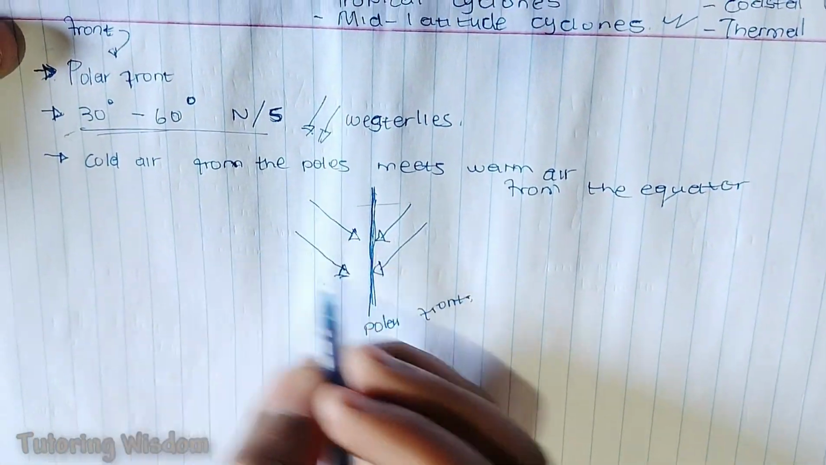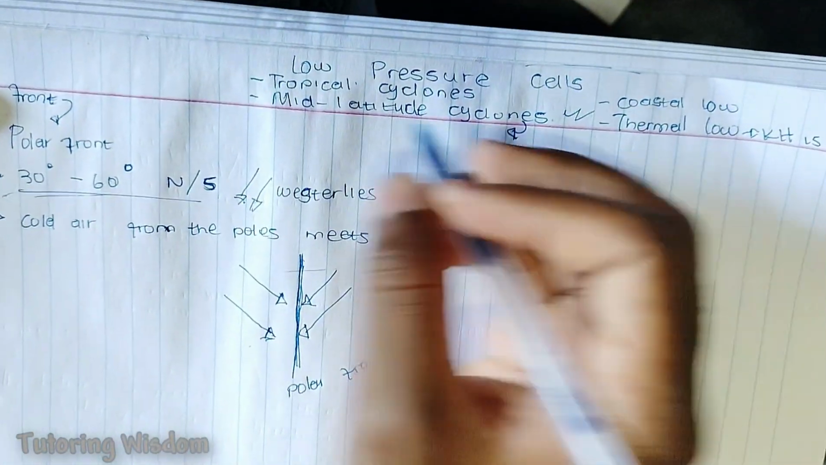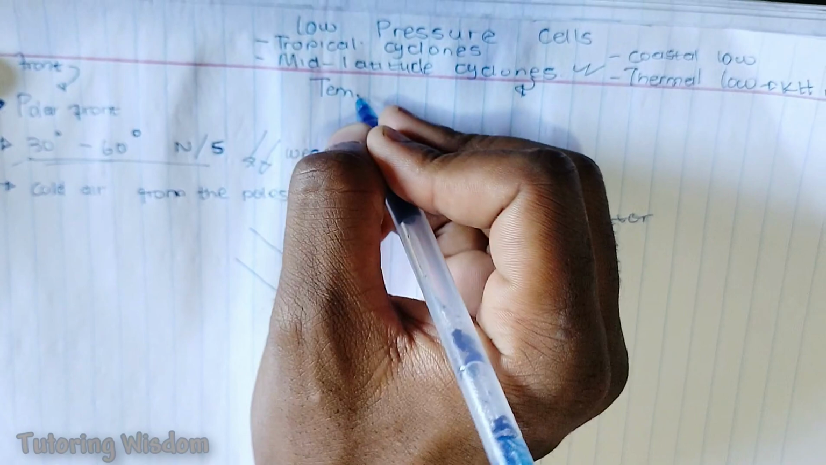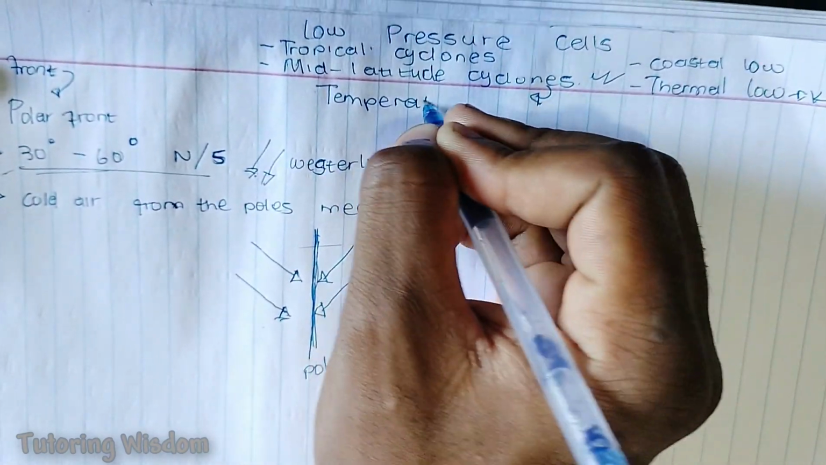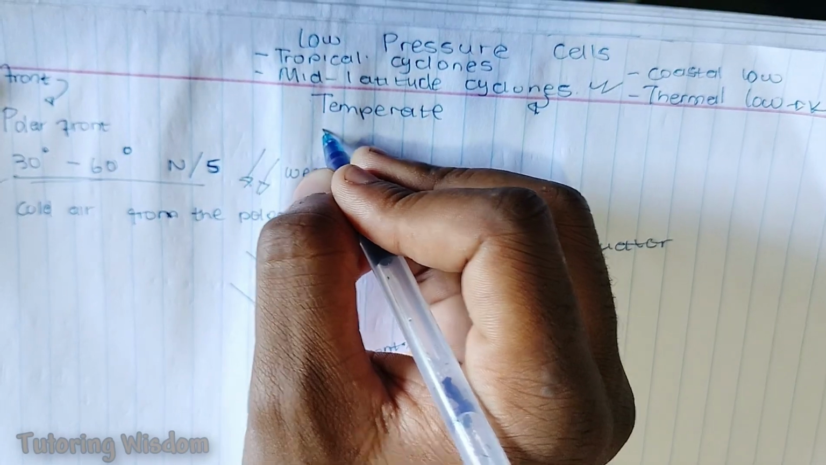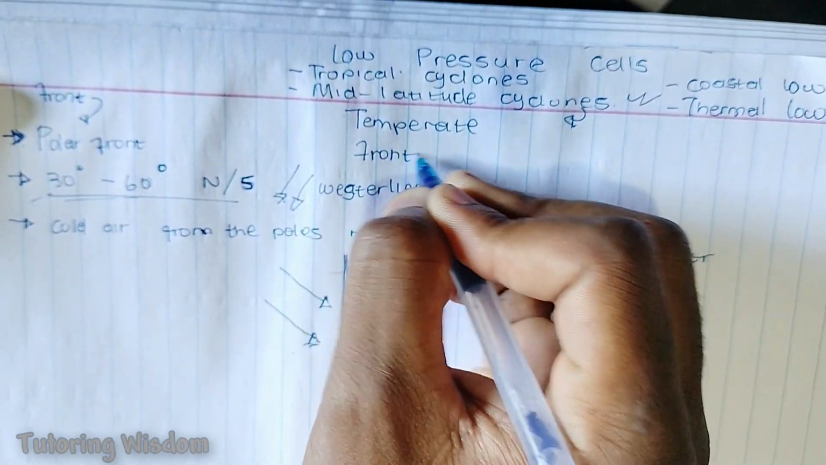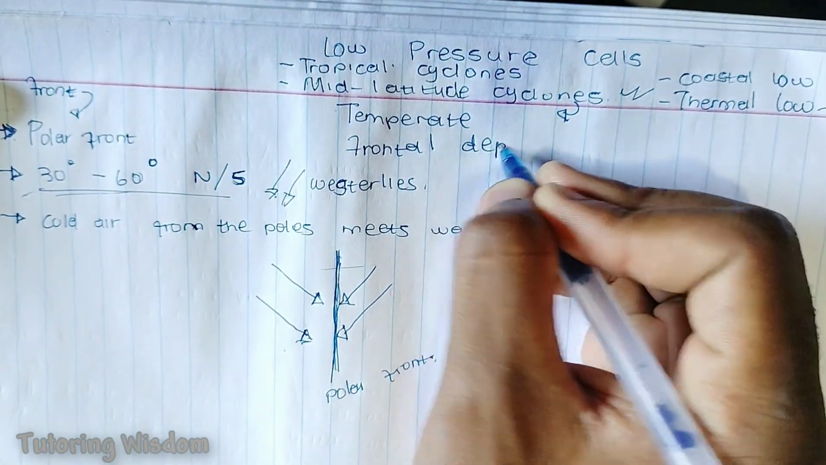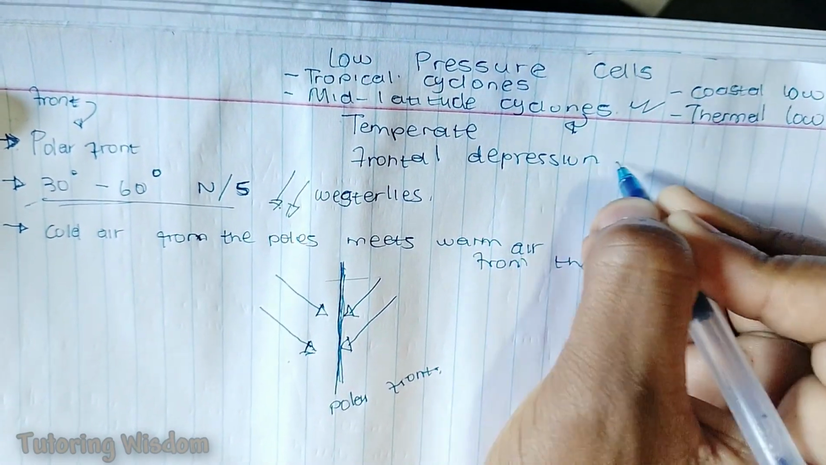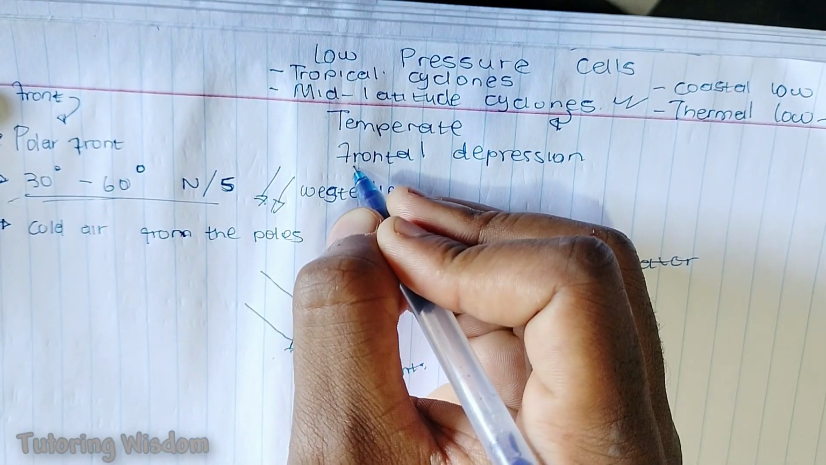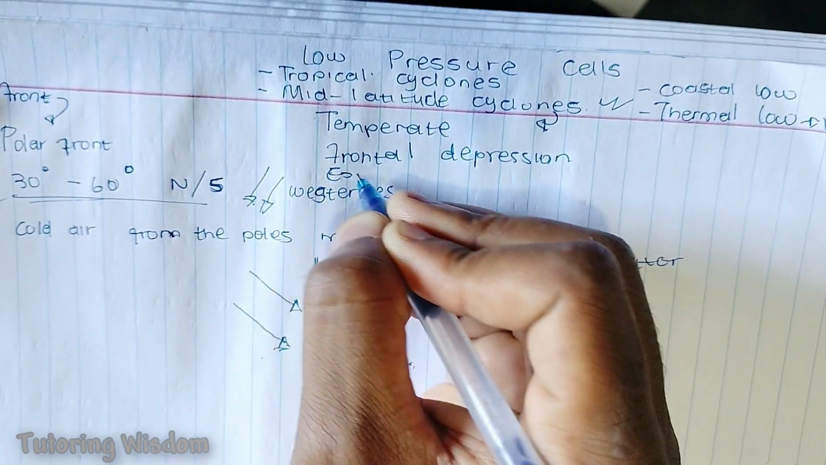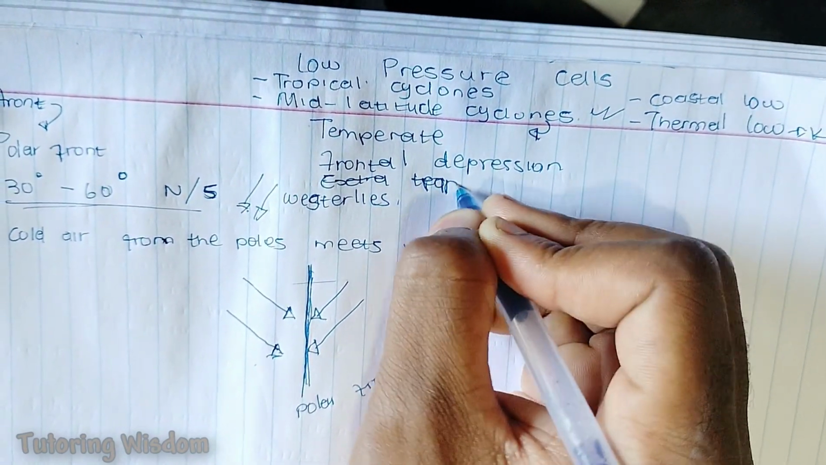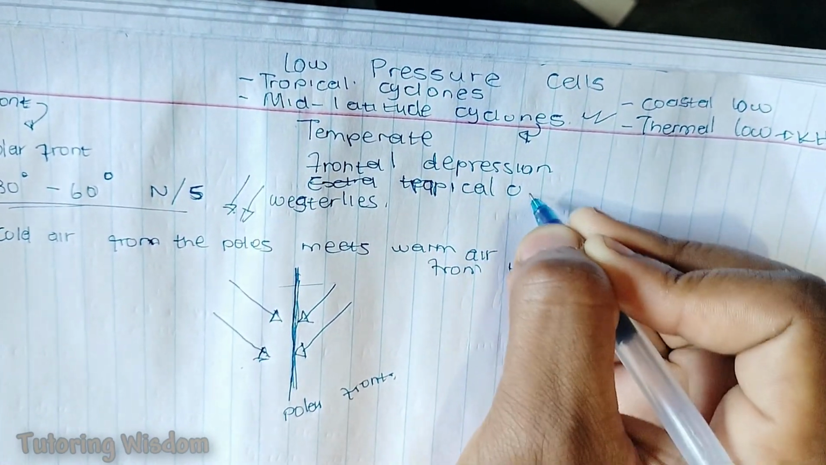Now we are going to look at other names for a mid-latitude cyclone. You may find that they call it a temperate cyclone, a frontal depression, or an extra tropical cyclone. So those are the three other names for a mid-latitude cyclone.